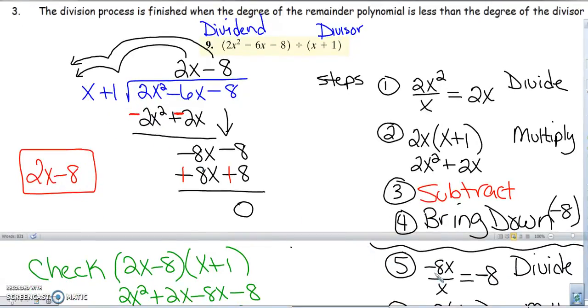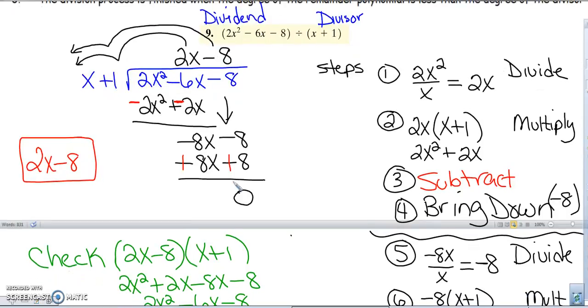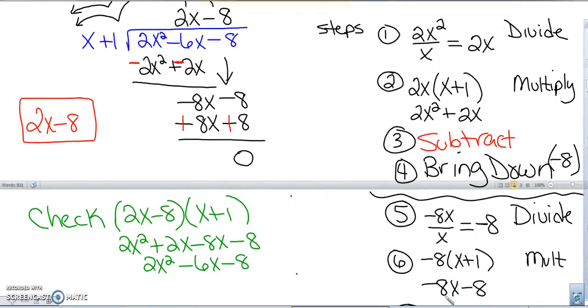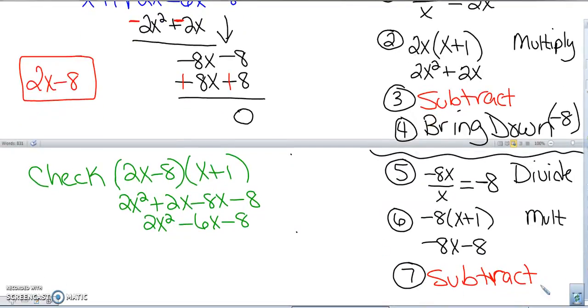So we have negative 8x divided by x. We end up with negative 8, which I put up top here, and then I multiply this negative 8 times the entire divisor of x plus 1, and I end up with this. I write it down here, and then the next step, remember, is to subtract.